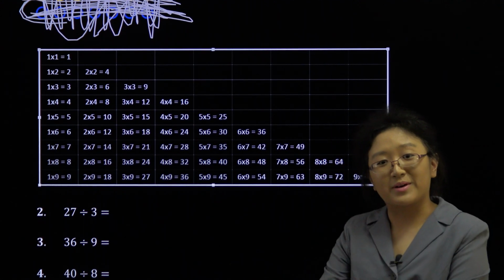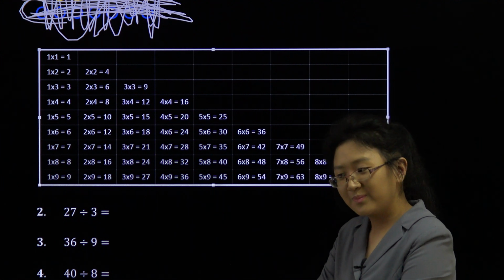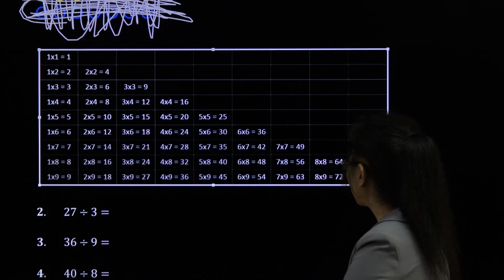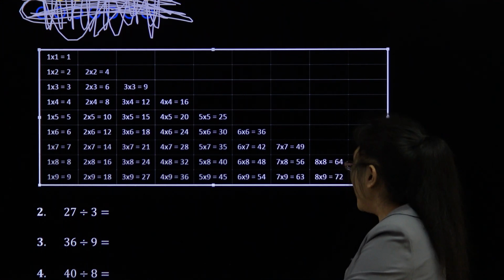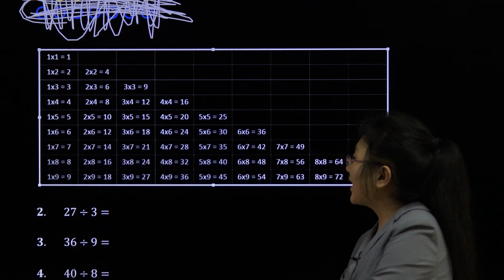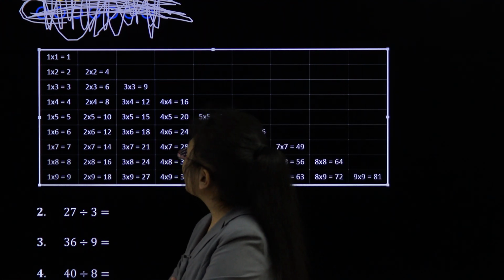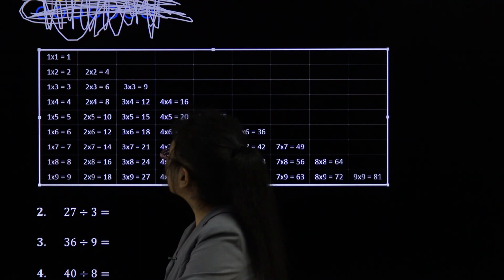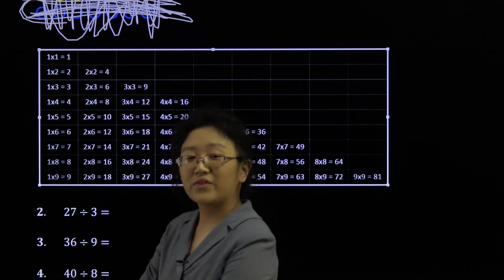This is what you should remember: your multiplication tables. Now, I know that in English it's tedious. 1 times 1 equals 1. 1 times 2 equals 2. 2 times 2 equals 4. Stuff like that.